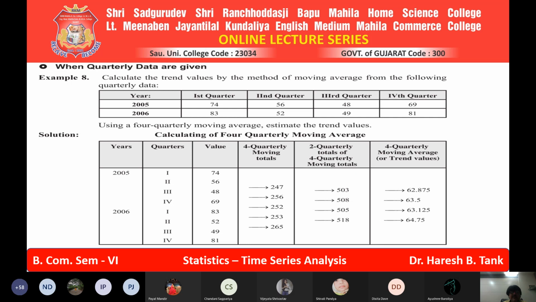The data set is given. We have to rewrite it in a column format. So in a column format, the first column would be year, the second column would be quarter, and the third column would be the value given for the first, second, third, and fourth quarter of each year. So 74, 56, 48, 69, 83, 52, 49, and 81. This is how you have to put it in a column format.